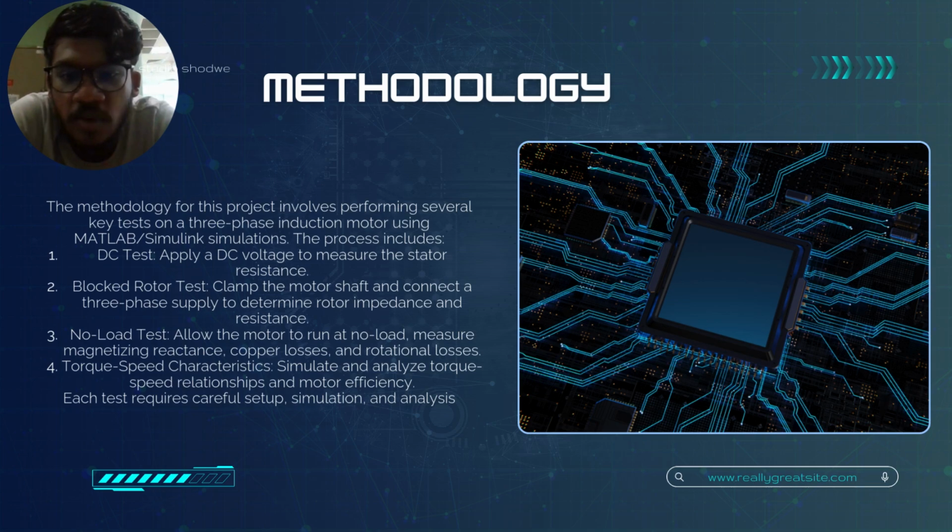So it will inject the three-phase supply to determine the rotor impedance and resistance. So next is the no load test. In the no load test, allow the motor to run at no load and measure the magnetizing reactance, copper loss, and the rotational loss also. And then for torque speed characteristics, simulate and analyze the torque speed relationship and motor efficiency. Each test requires careful steps, simulation, and analysis with manual calculation also.